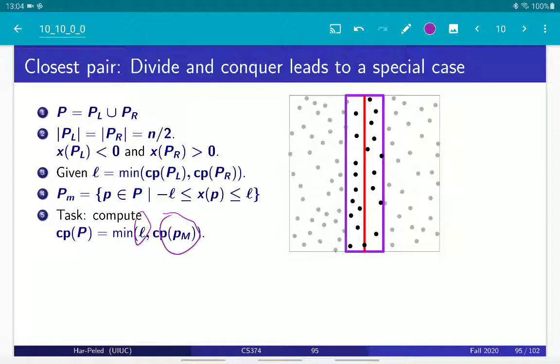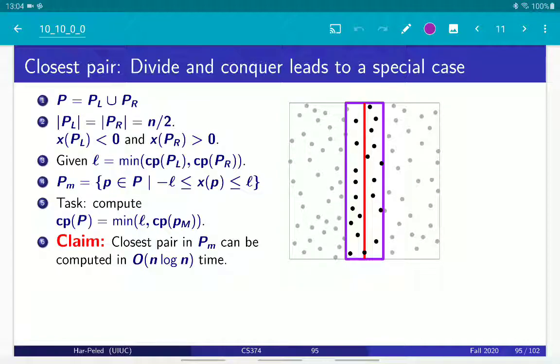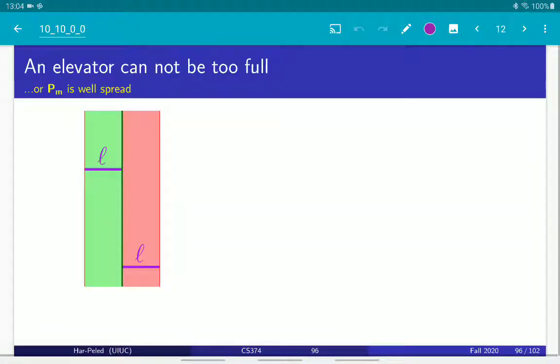So the question is how to compute this distance. And the claim is that for those points that fall into the strip PM, the middle points, this can be done in n log n time. So let's see the algorithm.